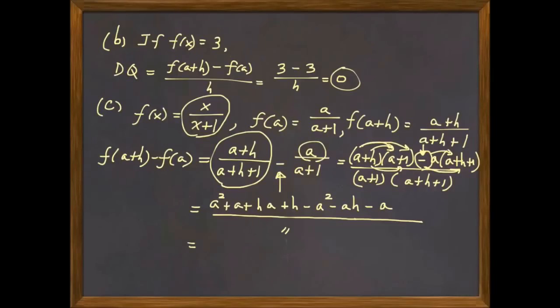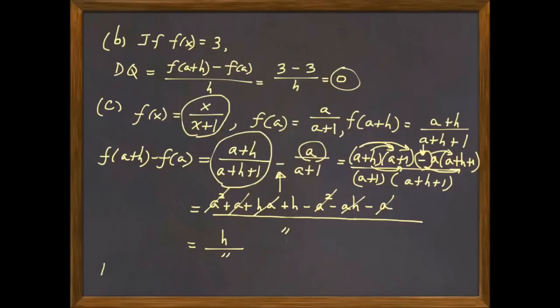Alright, so now we can simplify this by canceling out like terms on top. The a squared terms go away. The a terms go away, and the ah and the ha, they're really the same thing because it's a product of two real numbers, so they come out to be the same and cancel. So really the only thing left on top is h, and the bottom is still the same.